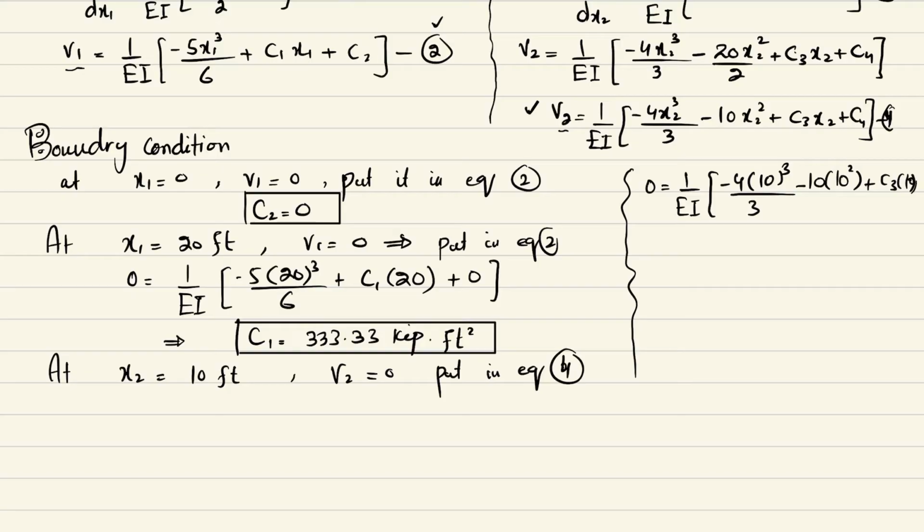C3 into 10 plus C4. So when you solve it, you will get 10 C3 plus C4 is equal to 2333.3. Let this be equation number 5.